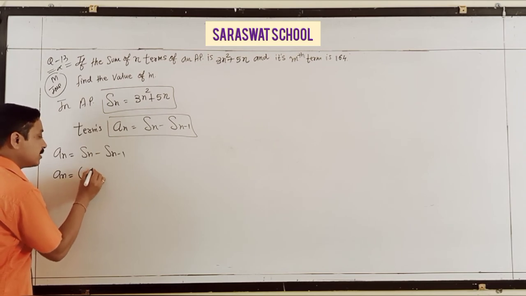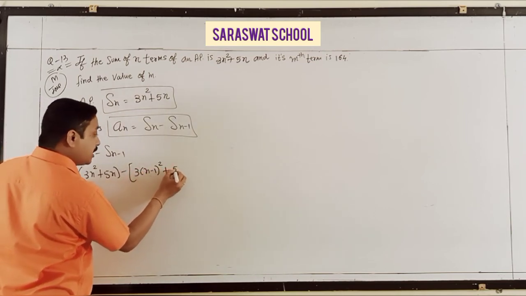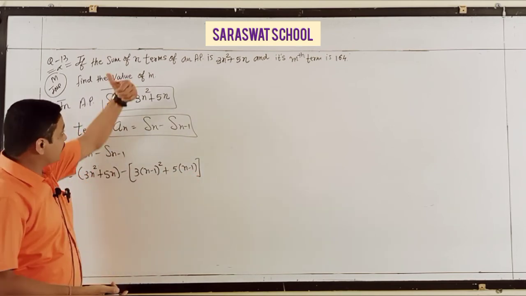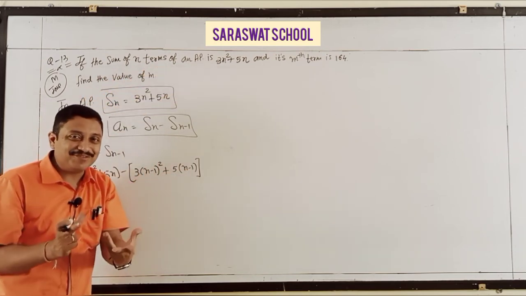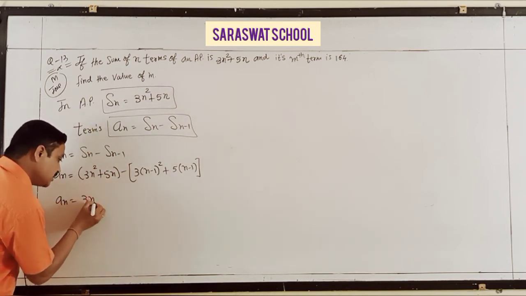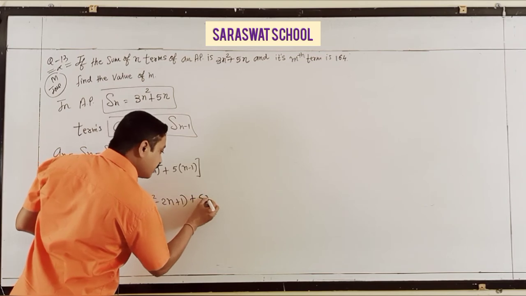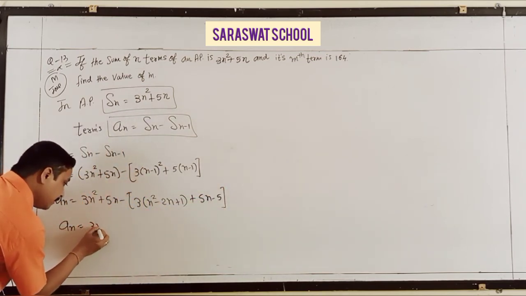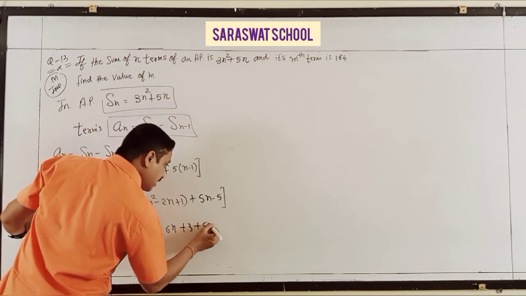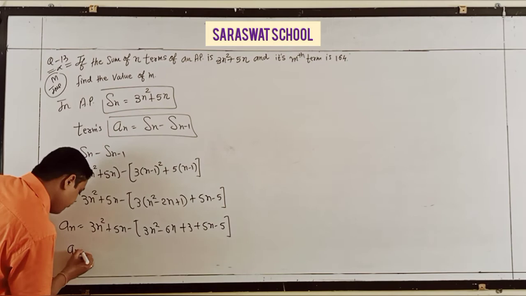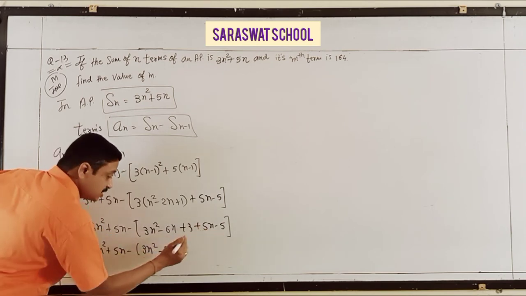So here I want an equals Sn minus S of n minus 1. What is Sn? 3n square plus 5n. But S of n minus 1, you can apply in place of n, n minus 1. Again repeat, in place of n means whenever n is given, you just write down n minus 1 and then simplify. So that term is ready: 3n square plus 5n, minus 3 into (n square minus 2n plus 1) and 5n minus 5. So internal calculations are now ready: 3n square minus 6n plus 3 and 5n minus 5.